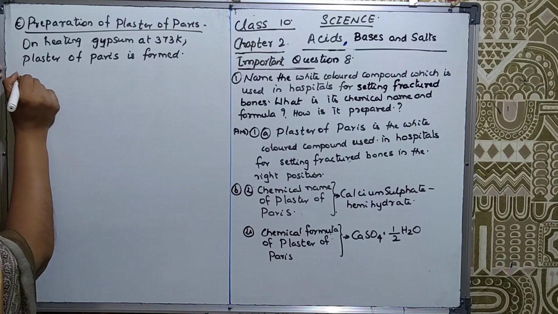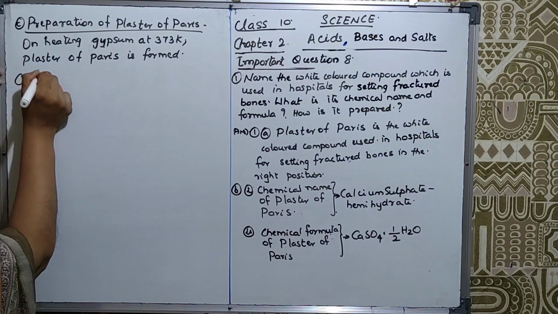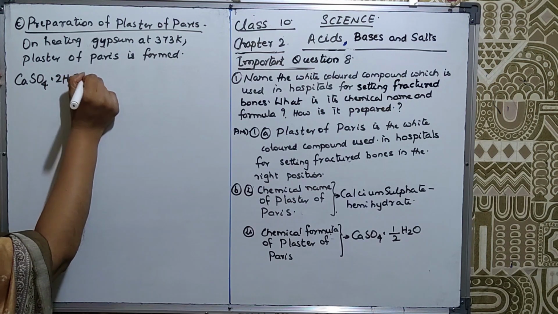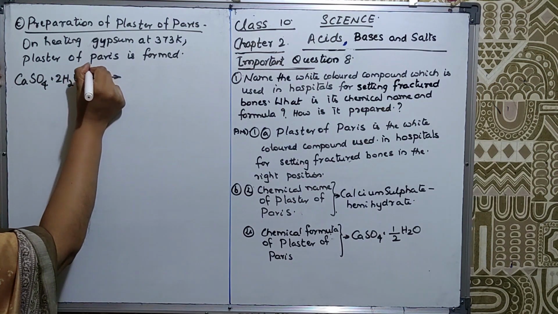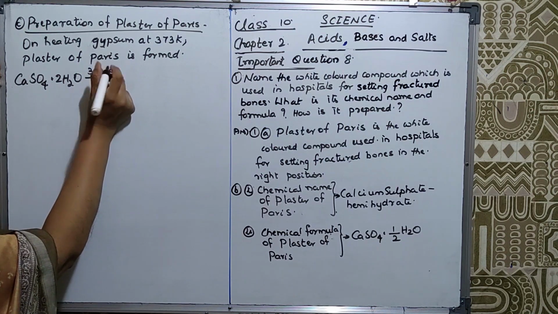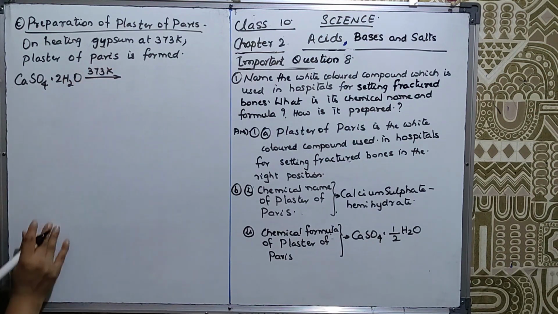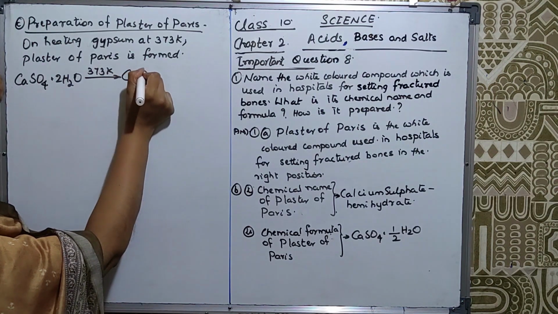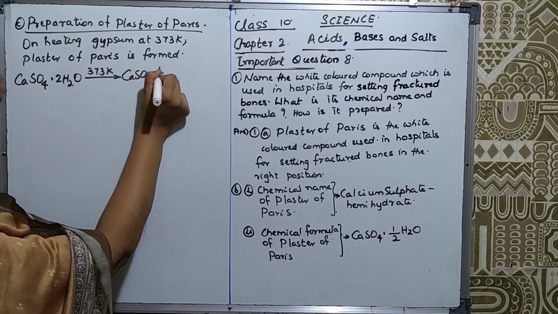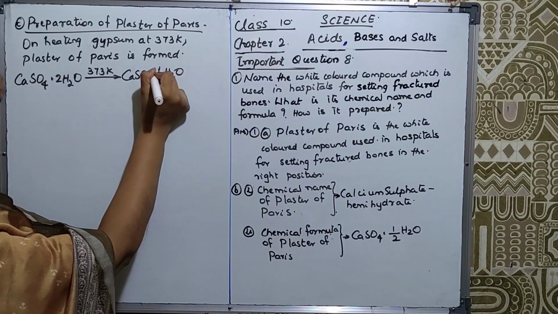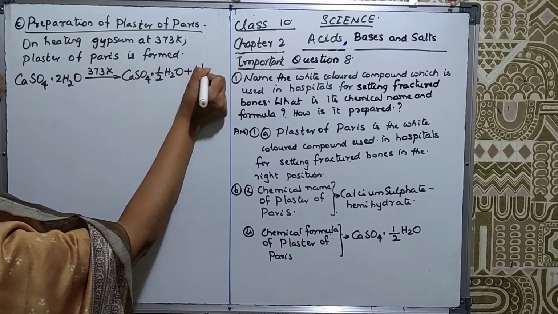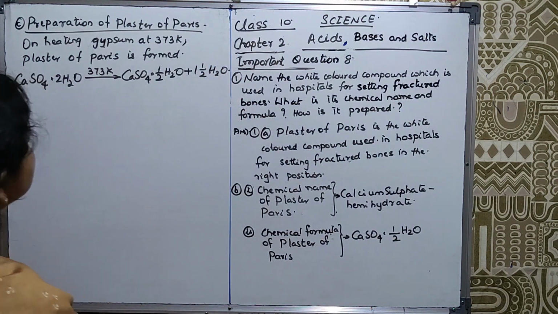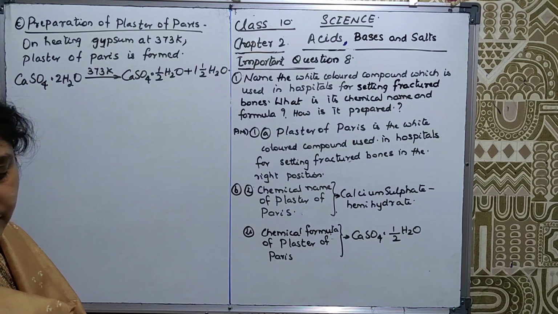So gypsum formula is CaSO4 dot 2H2O. On heating gypsum at 373 Kelvin, we'll get CaSO4 dot half H2O plus 1.5 water. CaSO4 dot half H2O is called plaster of Paris.